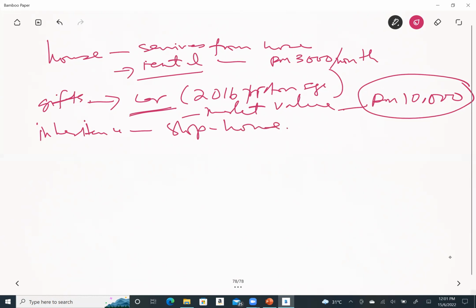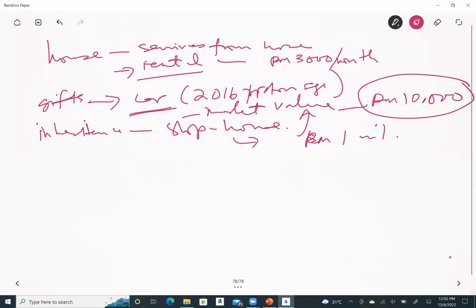Suddenly you become rich. You get a shop house. So what is the value of the income? Then again, you have to get the market value of that property. So suppose the market value is 1 million. Now you become a rich man. So 1 million, that is considered income.